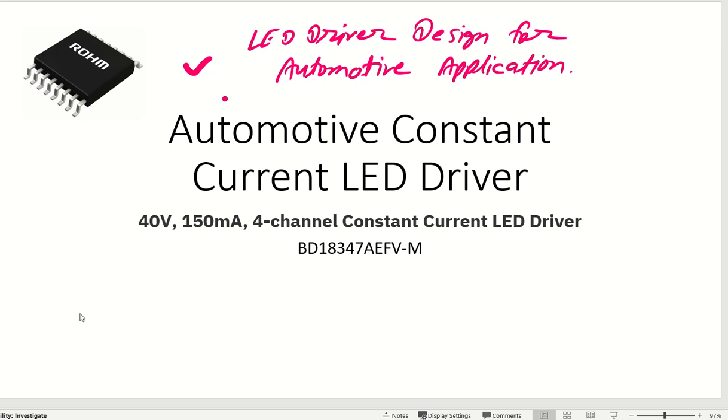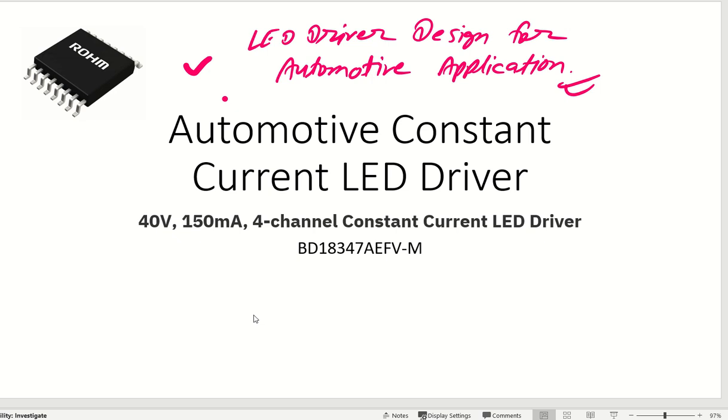Namaskar my dear friends. So let us design an LED driver for automotive application. Basically, these kinds of LED drivers can be used for interior LEDs or exterior applications like side indicators or something like that. So why do we do this kind of application circuit?